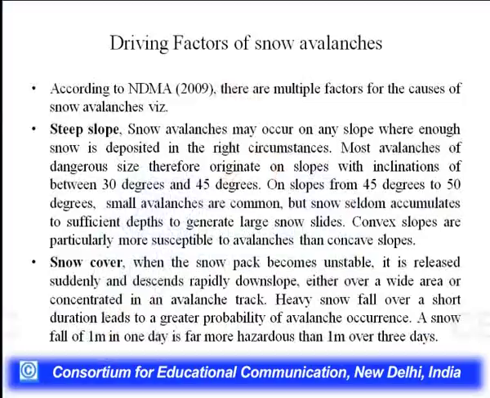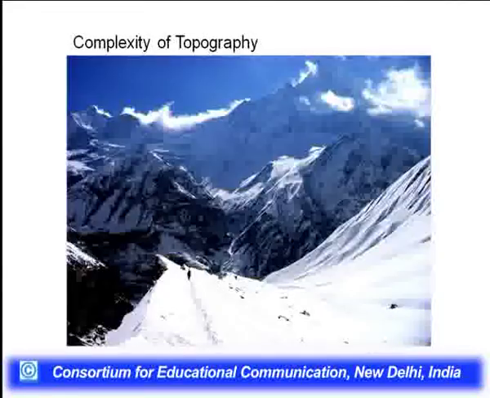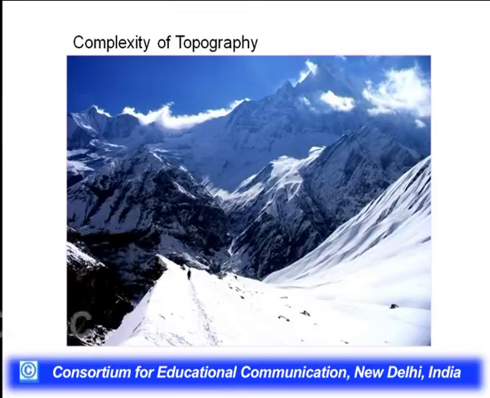Then snow cover. When the snowpack becomes unstable, it is released suddenly and descends rapidly down slope. So, a snowfall of 1 meter in one day is far more hazardous than 1 meter over 3 days. This occurs in a very complex topography. I am putting before you this complex mountain topography, and you can understand from your own perception the type of issues involved in this. This is also a climatic phenomenon. It is not only the landscape, it is also more of a climatic phenomenon.